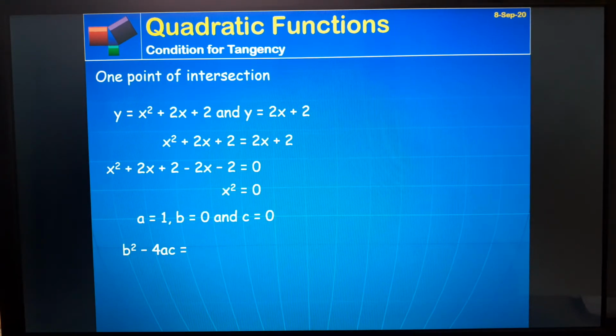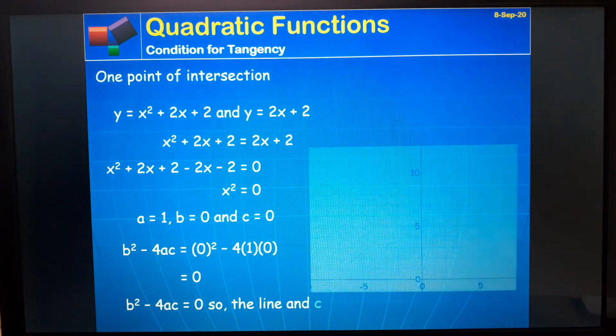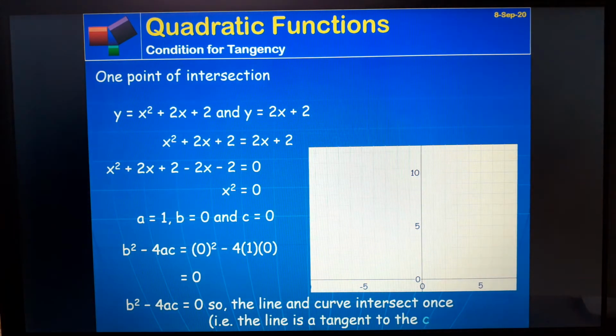And we solve this. The discriminant is equal to 0 squared minus 4 times 1 times 0, which is equal to 0. Now that's a combined quadratic resulting in a discriminant being equal to 0. That means that the roots are real and equal, meaning that there is one real root, meaning that the line and the quadratic meet once. And this is what it would look like in a graph.